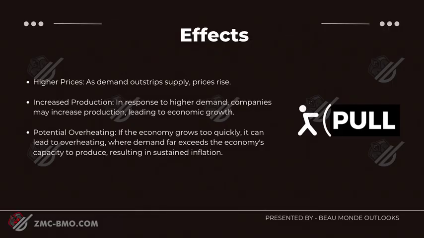Increased production in response to higher demand. Companies may, of course, produce more, leading to more growth. But there is a risk to this as the economy may potentially overheat. If the economy grows too quickly, it can lead to prices overheating, where demand far exceeds the economy's capacity to produce and supply. And of course, demand outweighs supply, resulting in sustained inflation.